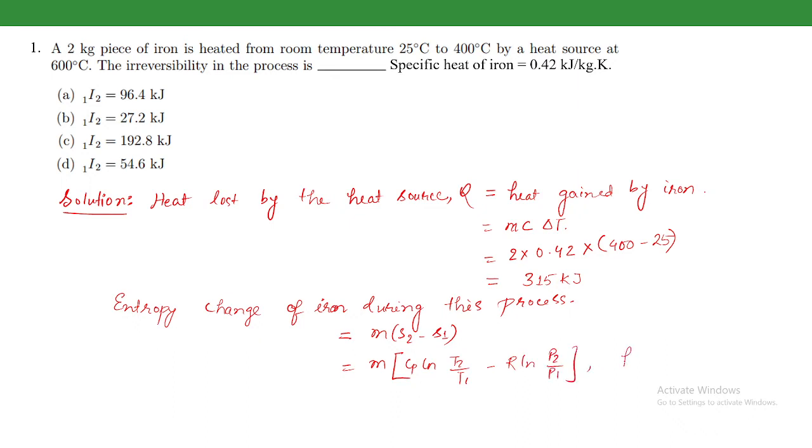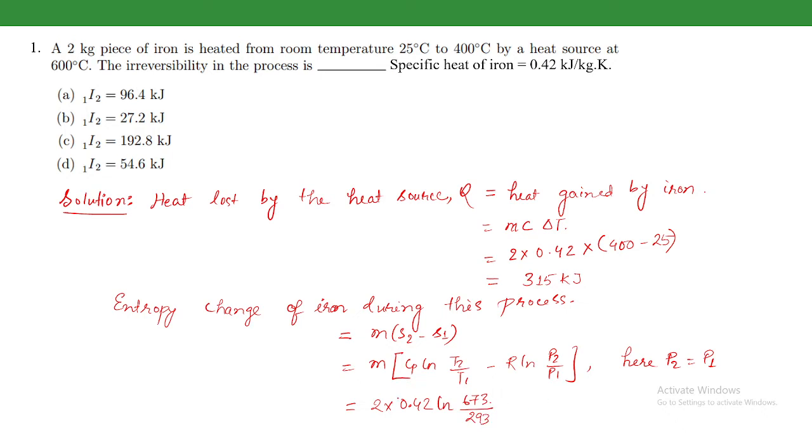But here P2 is equal to P1. Therefore, this term will be ln 1, that is 0. So this will essentially be 2 into C. C for iron, for it is a solid material, so Cp and Cv will be the same. So this is 0.42 ln T2, which is 400, but we have to convert it to Kelvin, so it is 673, divided by 25 degrees Celsius, that is 293 Kelvin.